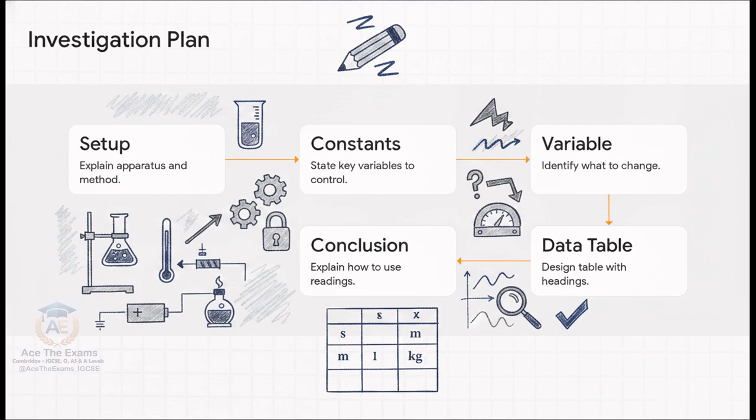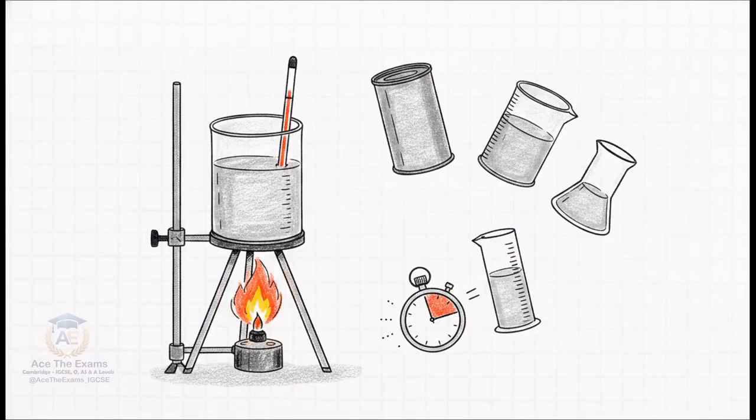Let's see how it applies. Let's apply this to a real past paper scenario. The question asks, does the type of container affect the time taken for water to be heated from room temperature to boiling point? You have a copper can, an aluminum can, a glass beaker, and a Bunsen burner. Step 1, setup. Pour water into a container, place it on the tripod over the Bunsen burner, insert a thermometer, and start the stopwatch. Step 2, constants. We must use the same volume of water, the same initial temperature of water, and keep the Bunsen flame intensity identical. Step 3, change. We will repeat the experiment, changing only the type of container: copper, then aluminum, then glass.